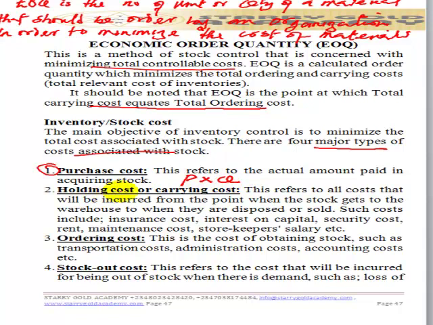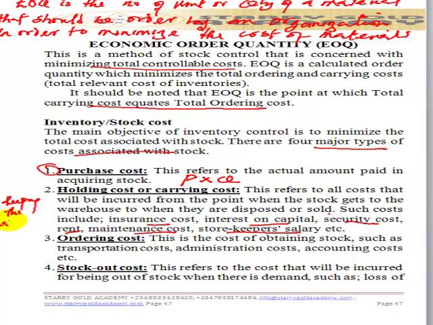Then, we have holding cost or carrying cost. This refers to all costs that will be incurred from the point when the stock or goods get to the warehouse to when they are disposed or sold. So it simply means the cost of keeping the items for safety purpose or for safe custody. Such costs include insurance cost, interest on capital, security cost, rent for the warehouse, maintenance cost, storekeeper salary, etc. So we can say that the holding cost is the cost of keeping the materials in store.